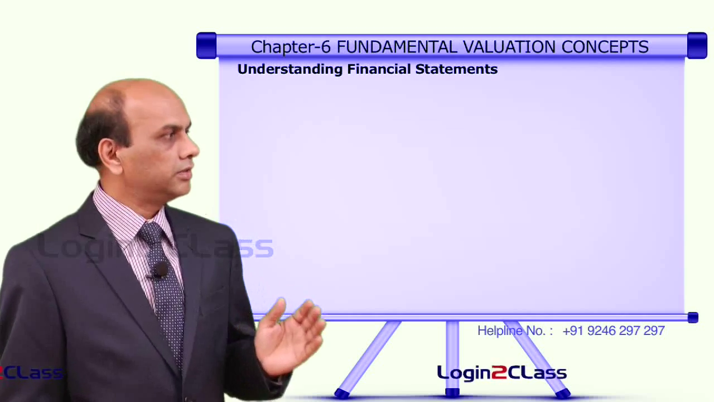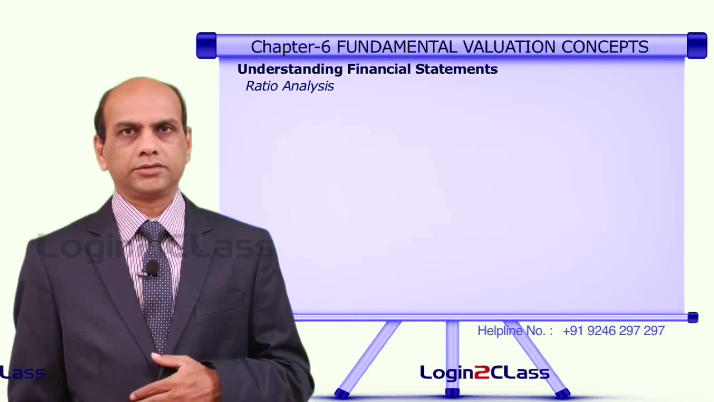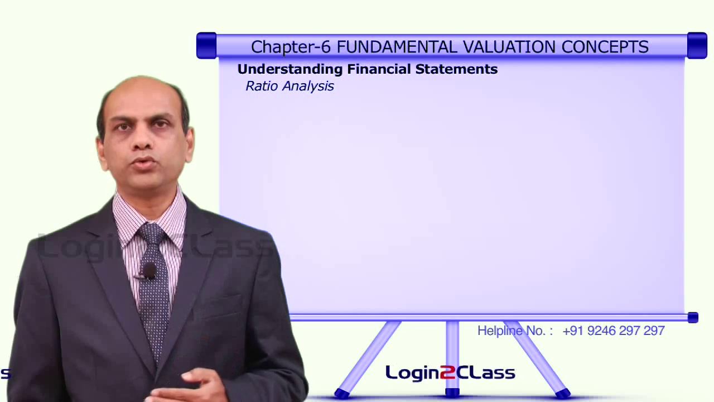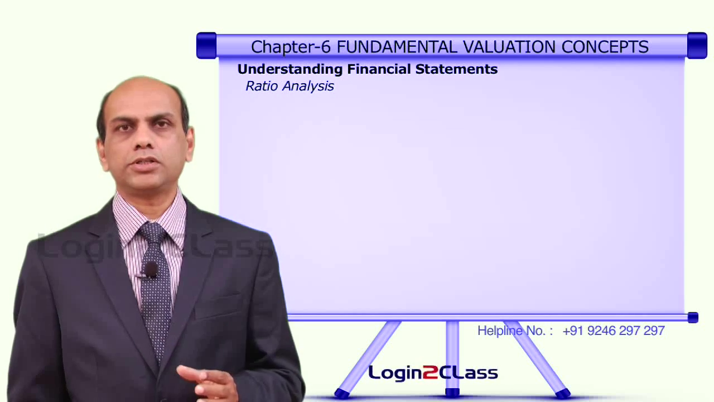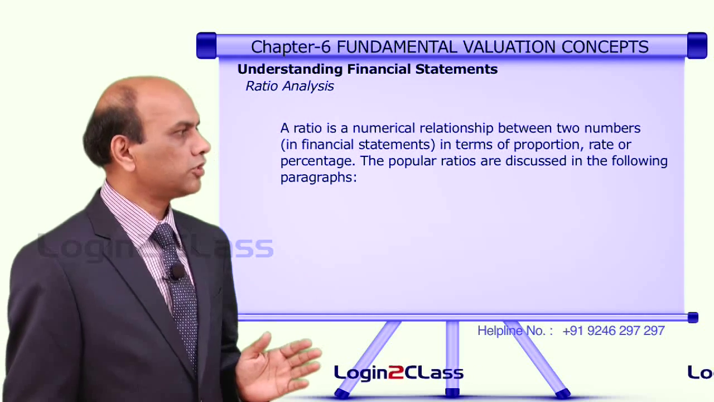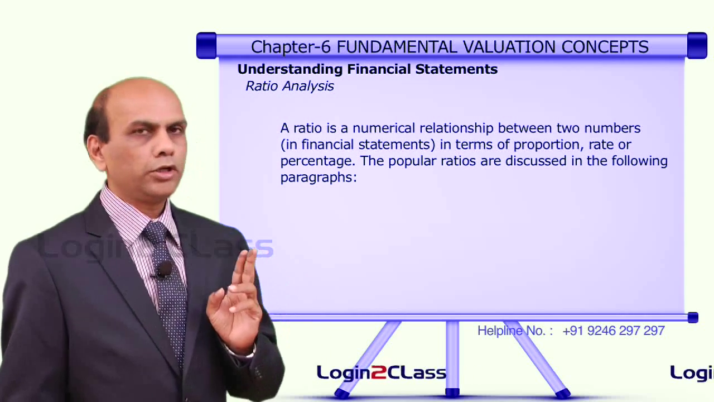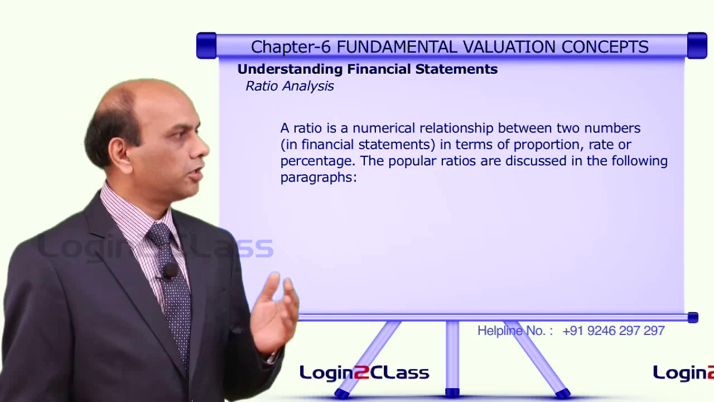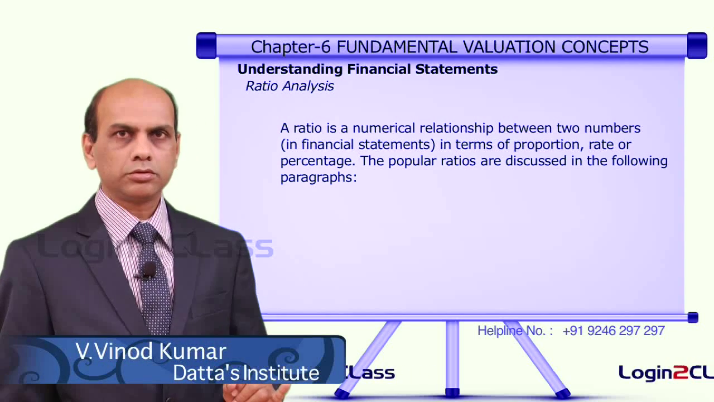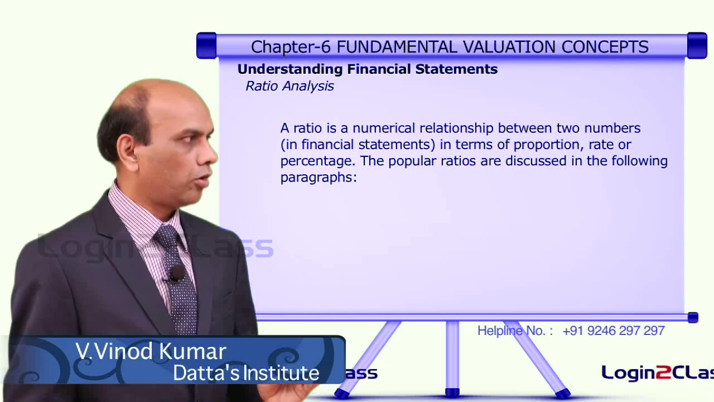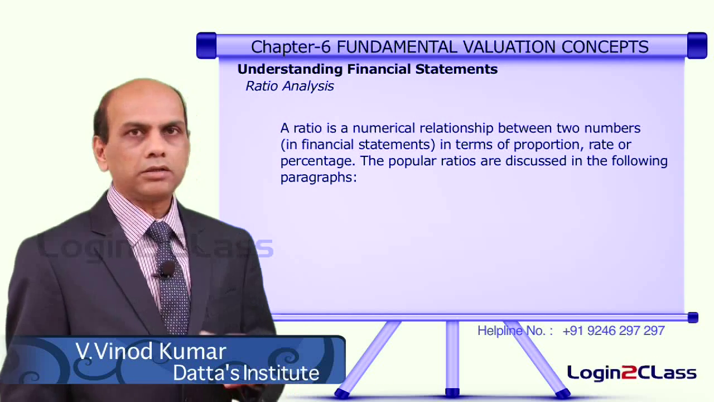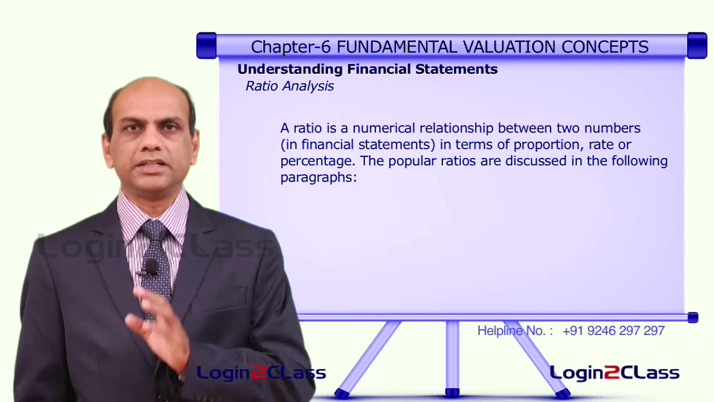Third tool is ratio analysis. This is a very important analysis tool which we can use for the purpose of shortlisting the best performing company. A ratio is a numerical relationship between two numbers in a financial statement, in terms of proportion, rate or percentage. The popular ratios are discussed in three categories.